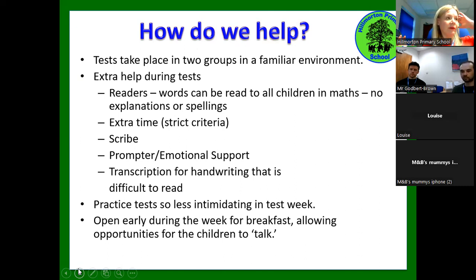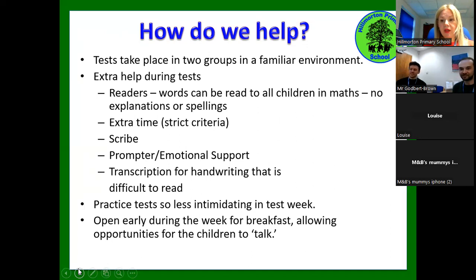The only thing that will be slightly strange for them is that we have to cover up the displays in the classroom, because obviously we can't have spelling lists up on the wall if we're testing them for the spelling. So we cover up all the displays, but it will still be that familiar room. We can do an awful lot of different things to support. We can read, and they can put their hand up for every test, apart from obviously the reading test. We can read out the questions in maths, grammar, punctuation.